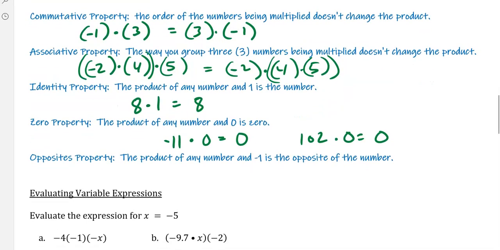And then the opposites property. The product of any number and -1 is the opposite of that number. So if I multiply 7 times -1, I'm going to get -7. And the opposite of that is true. If I multiply -7 times -1, my answer will be 7, which is the opposite of the number I started with, the factor I started with.